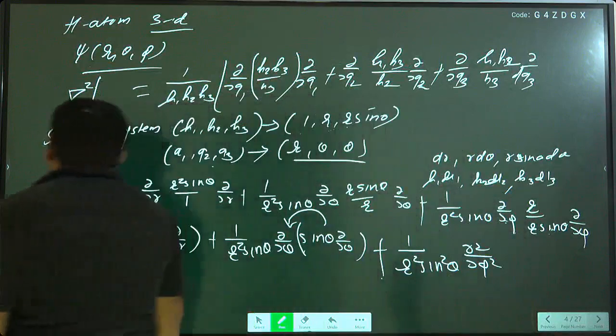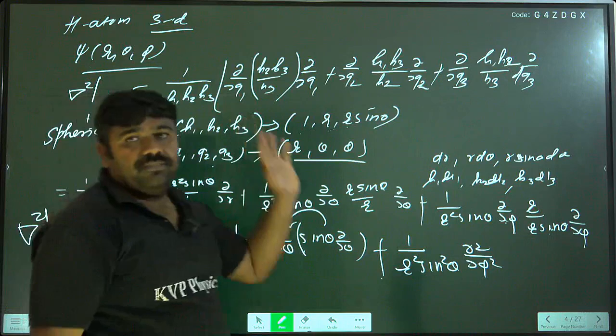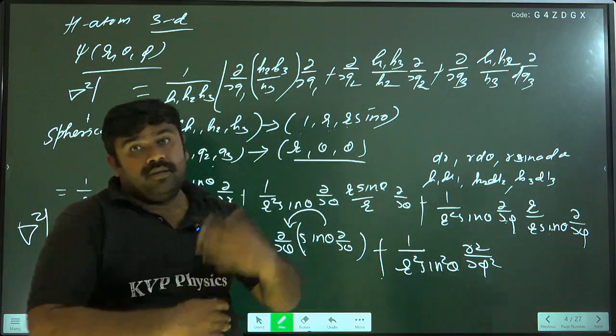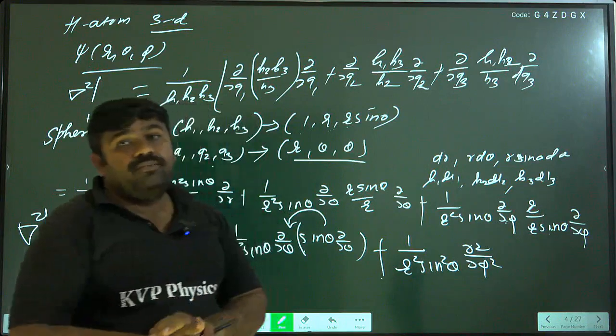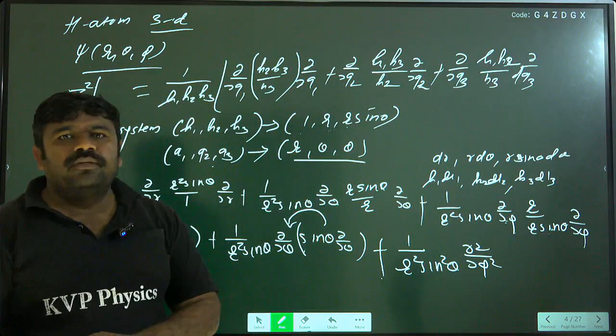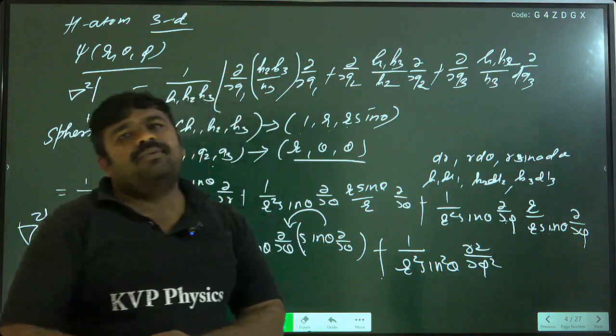Next, what is the del square? Del square is equal to 1 upon h1 h2 h3 [∂/∂q1 (h2 h3/h1 ∂/∂q1) + ∂/∂q2 (h1 h3/h2 ∂/∂q2) + ∂/∂q3 (h1 h2/h3 ∂/∂q3)].